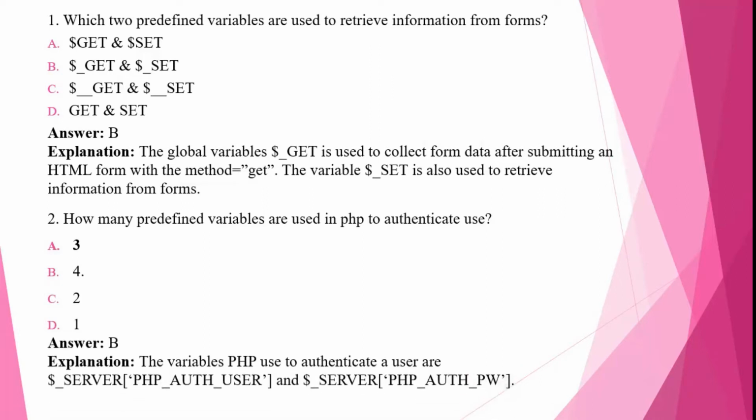The variables PHP uses to authenticate a user are $_SERVER['PHP_AUTH_USER'], and the password stands for PW.